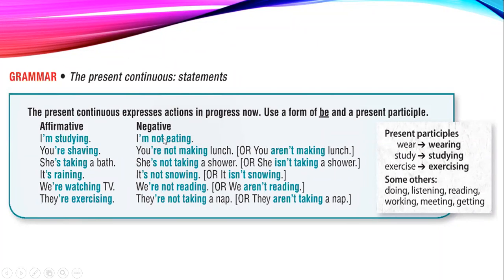Now, in negative we only add the word not. Solo le agregamos la palabra not. Y ahí tenemos la oración. I'm not eating. You're not making lunch, or you aren't making lunch. She's not taking a shower, or she isn't taking a shower. It is not snowing, or it isn't snowing. We're not reading, or we aren't reading. They're not taking a nap, or they aren't taking a nap. Okay, and then we have here the present participle, right? Aquí solo nos hace falta una regla, que es cuando los verbos llevan consonante, vocal, consonante, le vamos a duplicar la última consonante y luego le agregamos ing. El caso de running, ¿ok? Que lleva una doble N. Good. Now, please. Any question so far? Do you have any question, class?